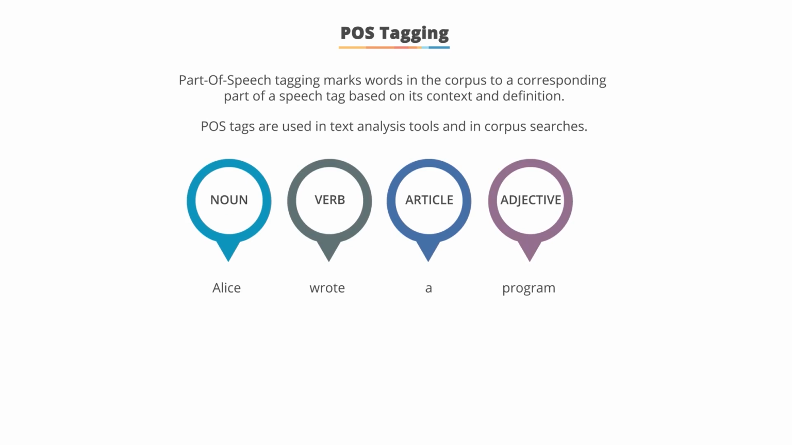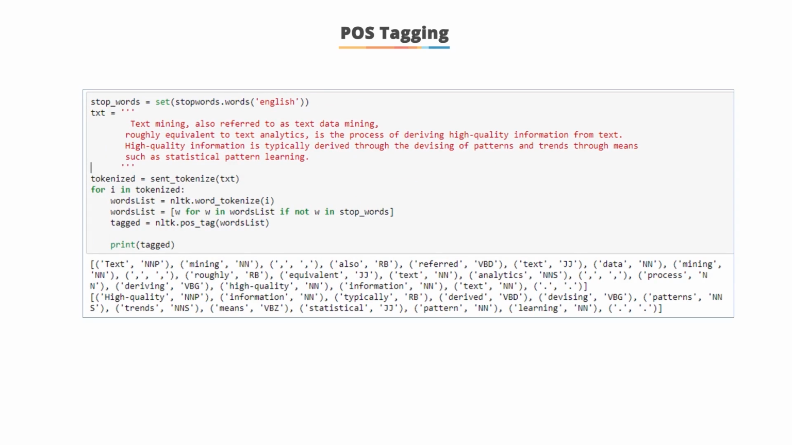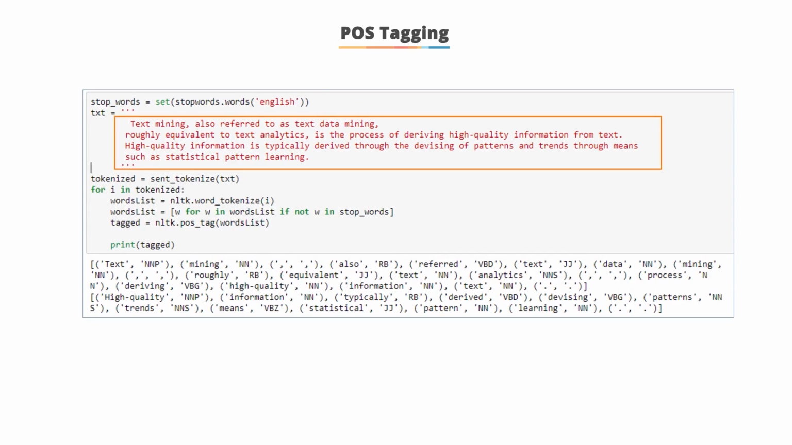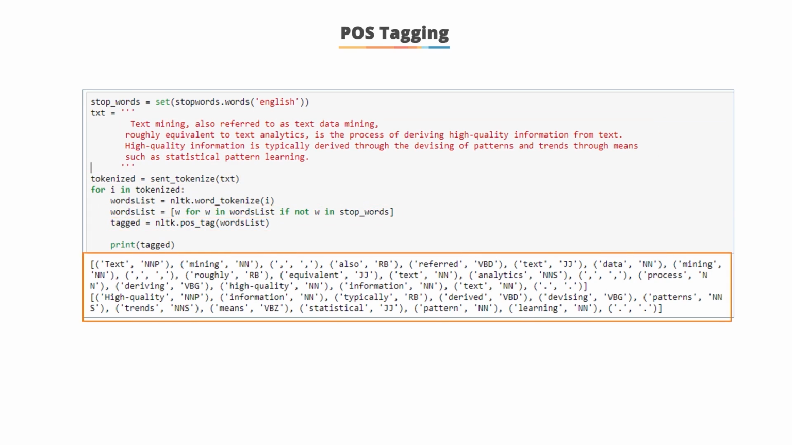Here, "Alice wrote a program" is the source text given. The POS tags given are: Alice is a noun, wrote is a verb, a is an article, and program is an adjective. Look at the given example to understand how POS tags are defined. So the given sentence or paragraph contains different words that represent different parts of speech. We will first use tokenization and removal of stop words, and then allocate the different POS tags. These are shown with different words in the given sentence.